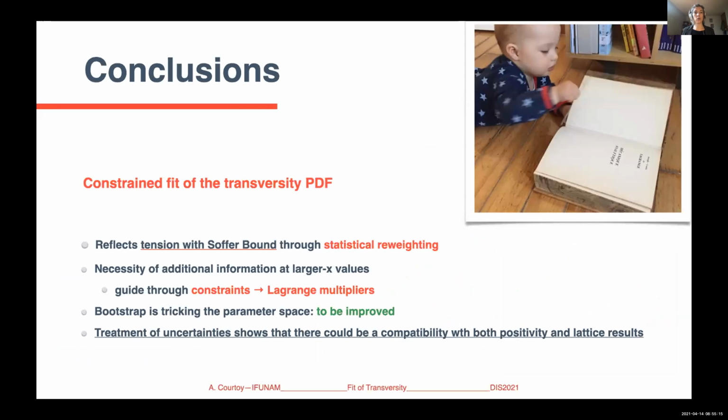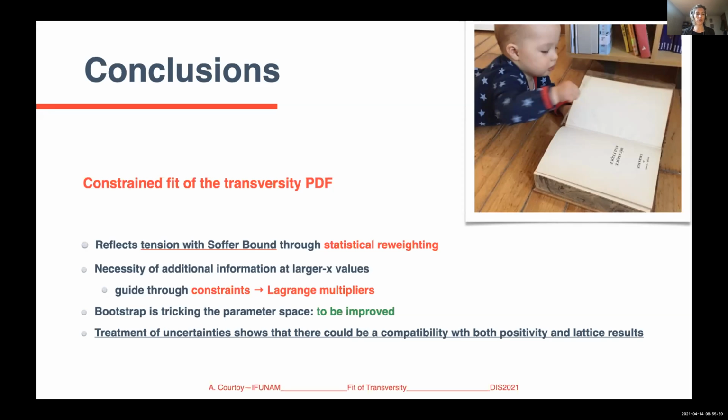Okay, so I go to my conclusions. I showed you the constraint about the transversity, and it reflects the tension with the Soffer bound through a statistical reweighting of the data. That's what we've done. And the way we constrain it at large x is through the functional form and the Lagrange multipliers. We still have to understand a few other things. And of course, it's not a global fit because we don't include the pp data.